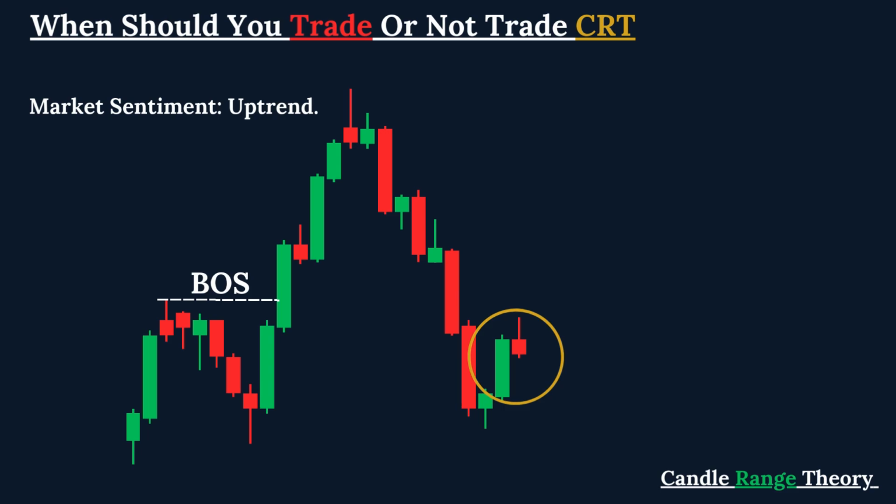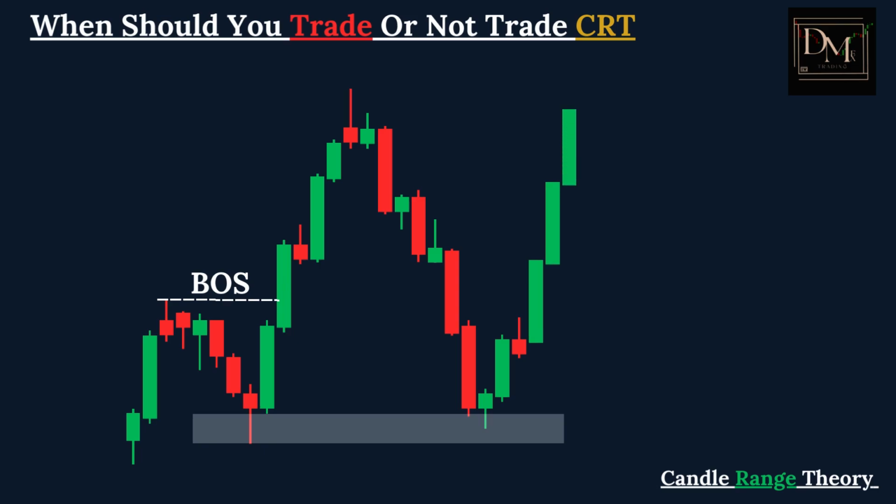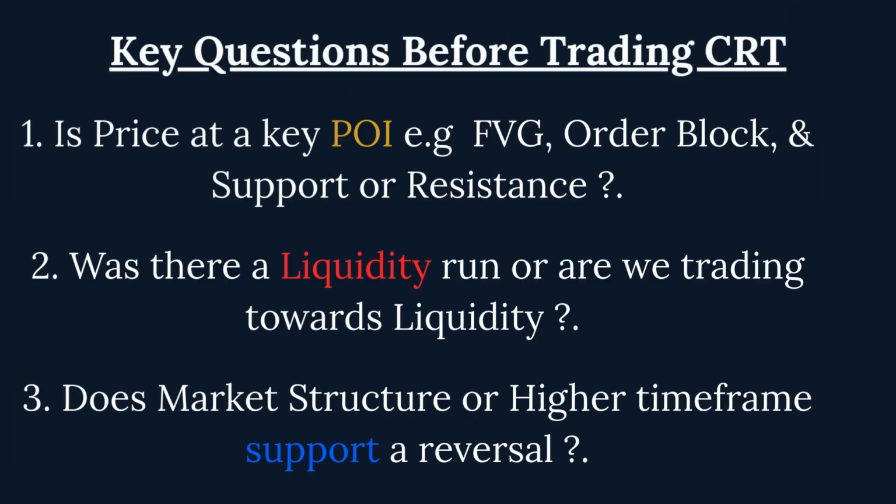And even if you wanted to counter trade, something I usually advise against, this is forming at support. Selling at support is a recipe for failure. So despite appearances, the setup lacks the necessary context. Sure enough, when price unfolds, the trade fails as buyers take over. Key questions we should ask before trading CRT. First, are we near a key POI like a FVG or order block? Second, are we targeting an external liquidity or trading away from an external liquidity? And third, does higher time frame structure support a reversal?